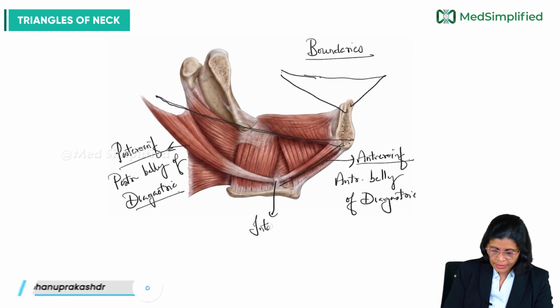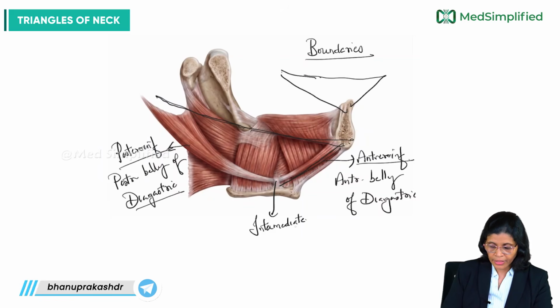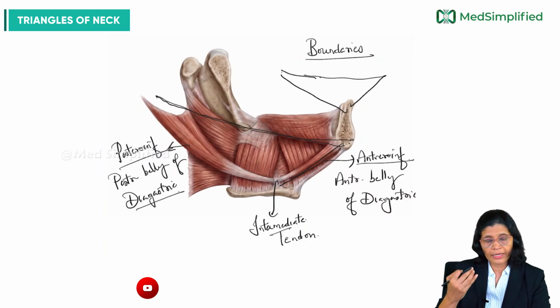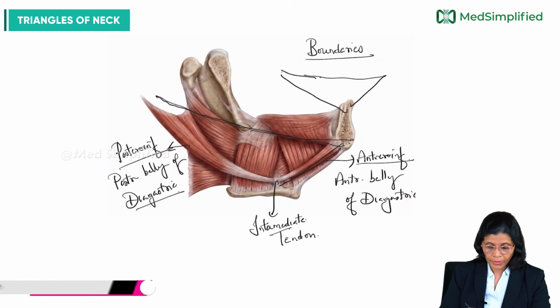So, this is the intermediate tendon by which both the heads are inserted near the hyoid bone. Okay. So, intermediate tendon. So, that will form the apex. This is the intermediate tendon where the tendon is bound down by this fascial sling, which is derived from the investing layer of the deep cervical fascia. So, it forms a sling and holds that tendon to the hyoid bone.